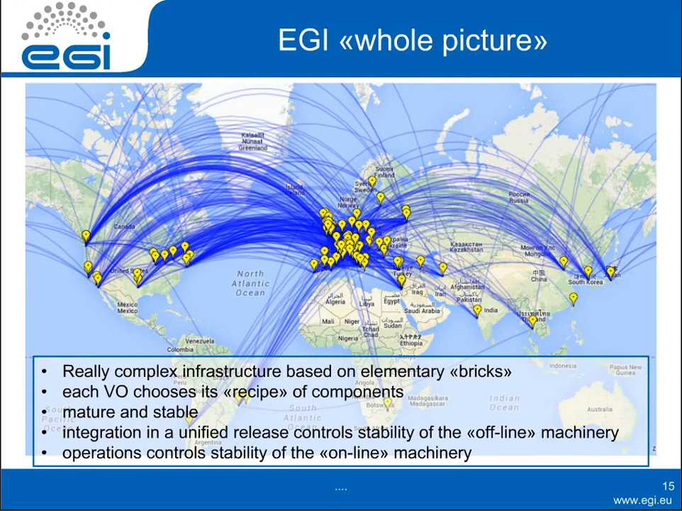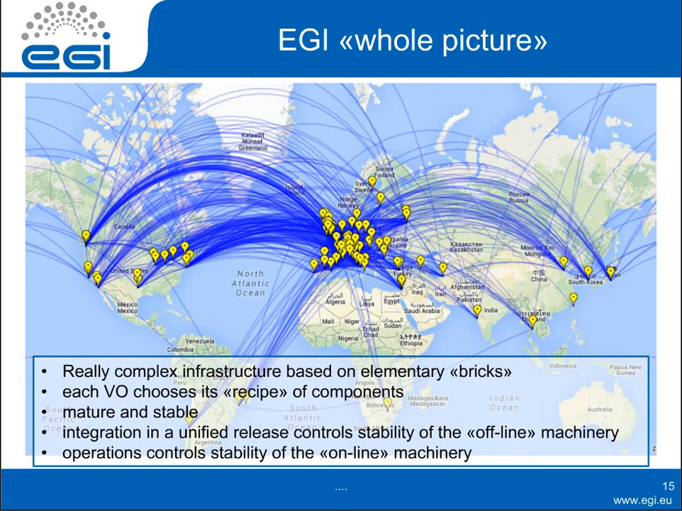But on the other side, each VO chooses its recipe of components, so you don't have to take care of all the complexity of the infrastructure, because you just have to provide your needs to this infrastructure, saying these are the protocols that I prefer because these are the protocols that are used by my application.